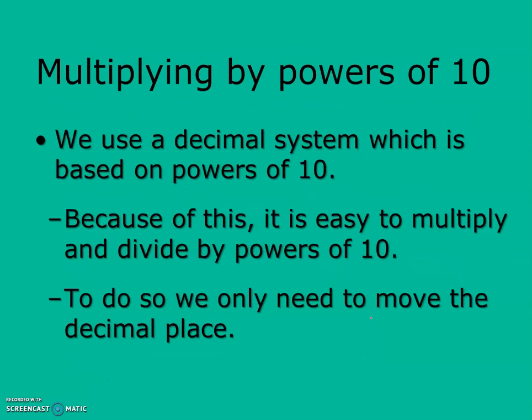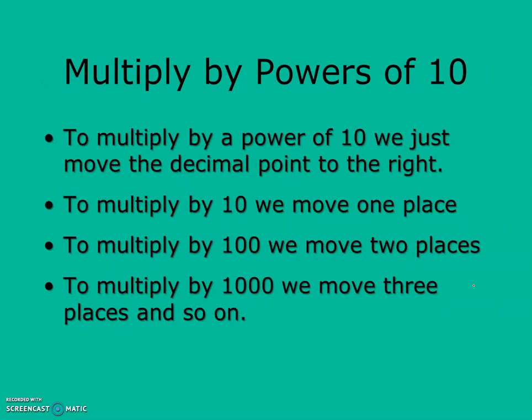Now, when you want to multiply by powers of 10, we have to use the base 10 system to our advantage. If you multiply by 10, the number is going to get bigger. If you divide by 10, the number is going to get smaller. And basically, we're going to do this by moving the decimal place to the left or to the right. And the idea is you have to tell yourself, is it going to get bigger or is it going to get smaller? So when you're multiplying by big powers of 10, you move the decimal to the right because the number is going to get bigger.